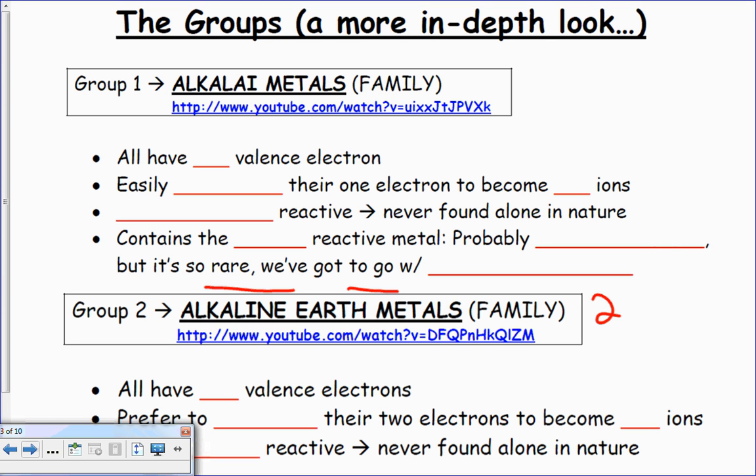The first group, group 1, is called the alkali metals.